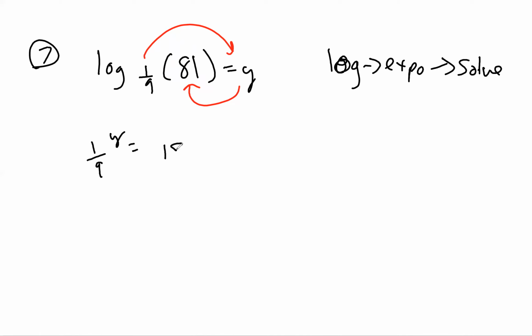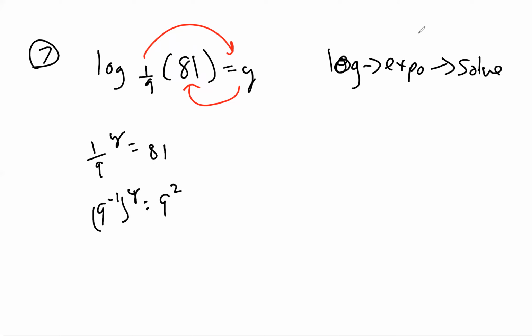I'm going to say, okay, well, it'd be super great if these have the same bases. They don't, but I can probably somehow make them have that. And so what I want to do is I want to say, well, I know that the number 1/9 is really 9 to the negative 1. And that's still being raised to y. And I know that 81 is really 9 squared.